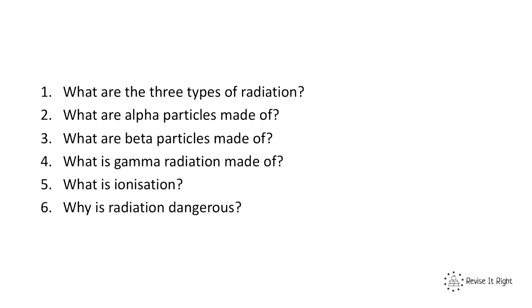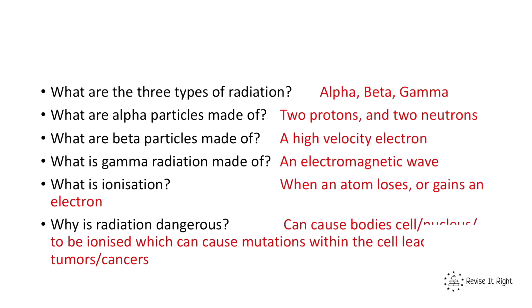Okay, then let's go through the answers then. So question 1, what are the 3 types of radiation? Alpha, beta and gamma. Question 2, what are alpha particles made up of? They're 2 protons and 2 neutrons. Question 3, what are beta particles made up of? Well, they are a high velocity or a high speed electron.